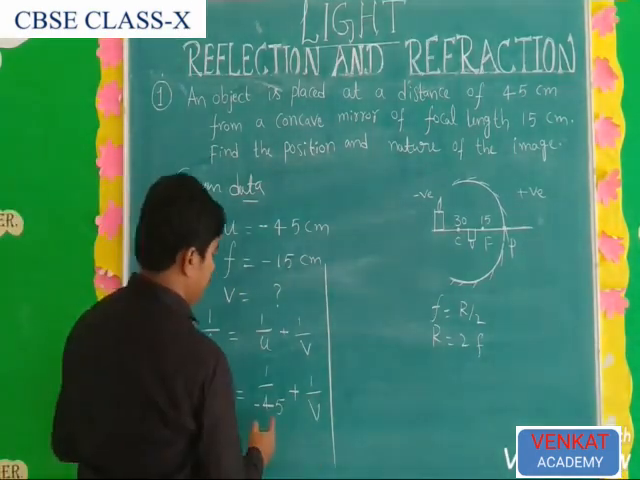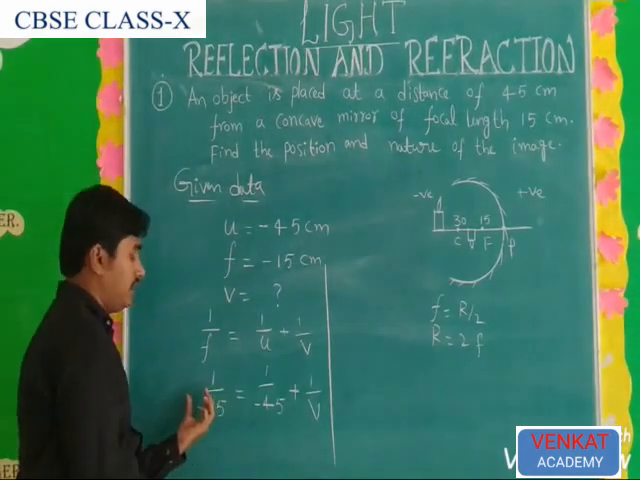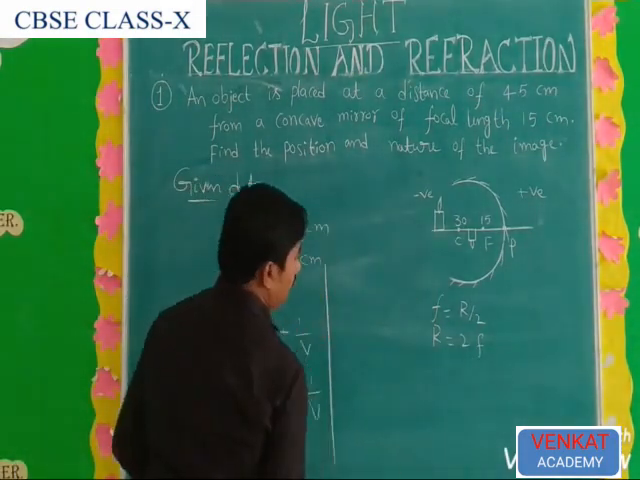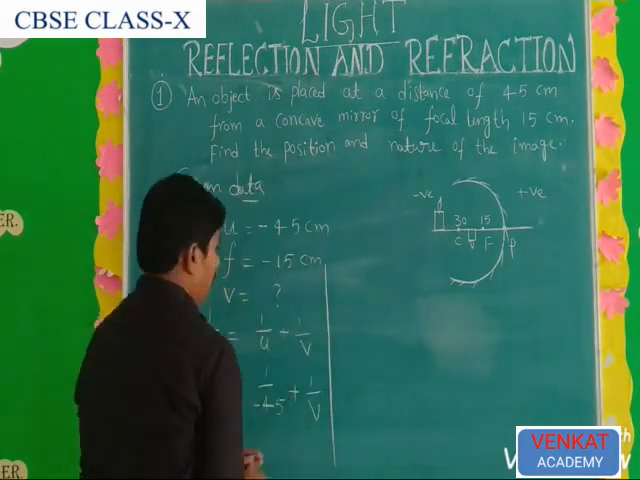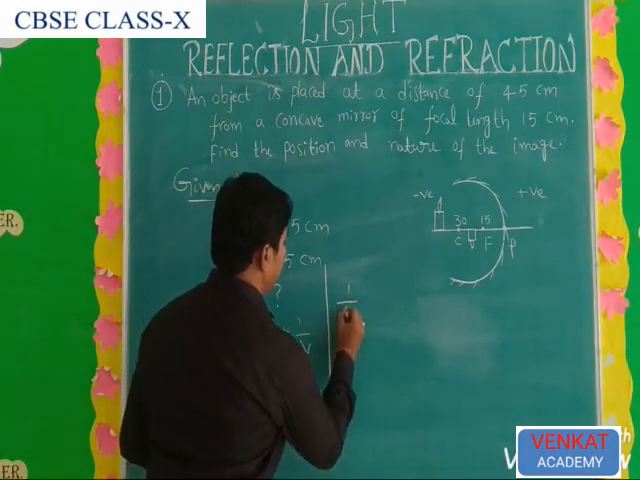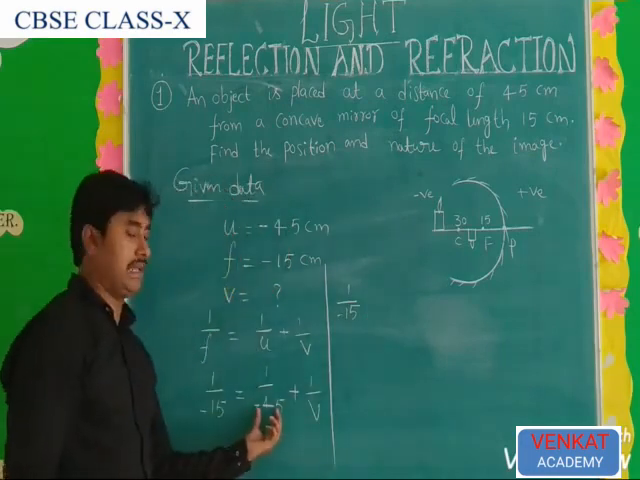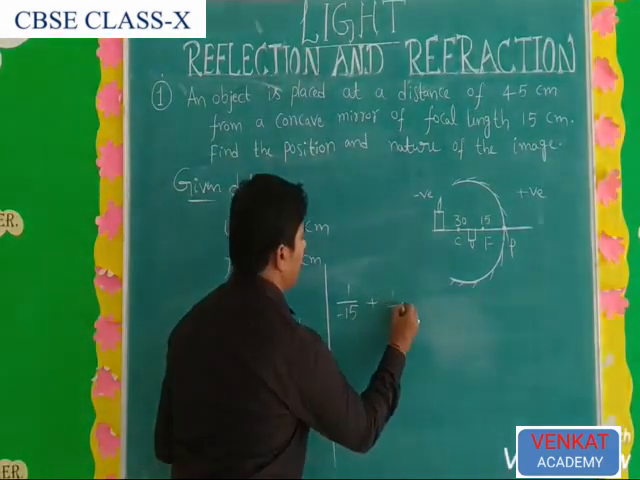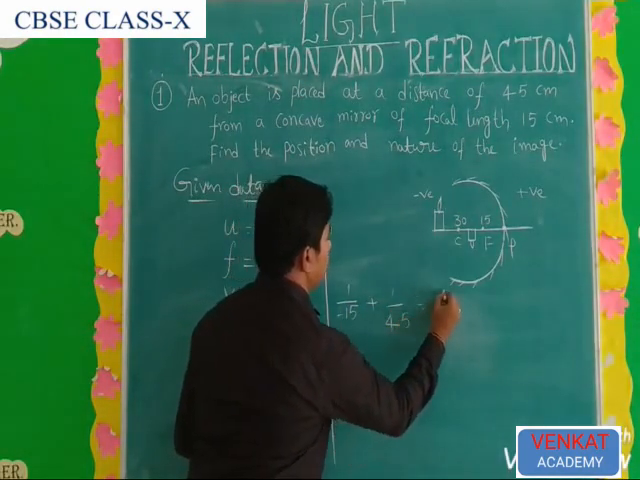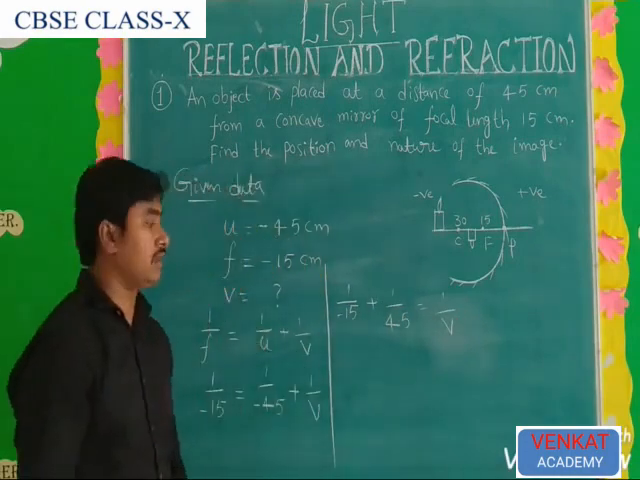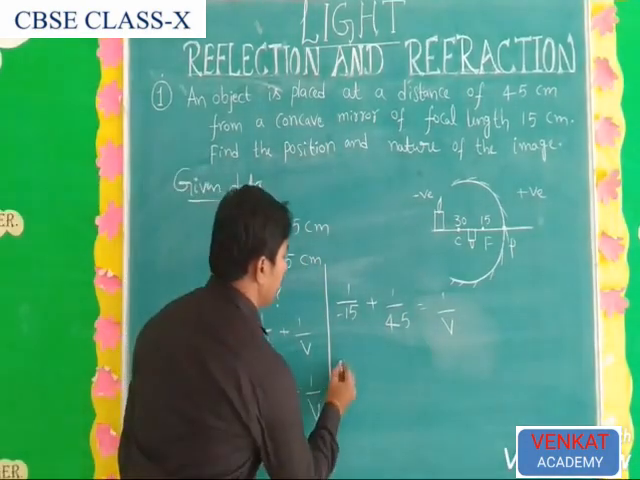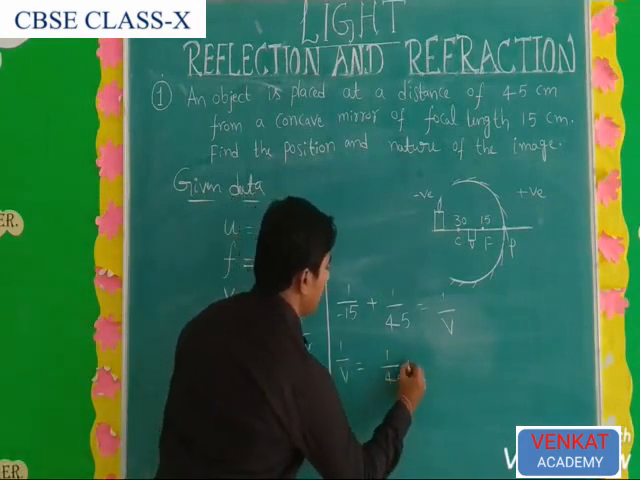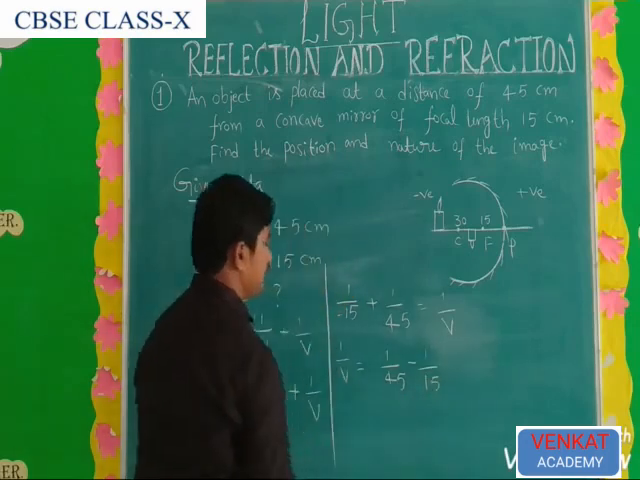Next, here this 1 by minus 45 is there. You have to send it to the left side of the equal sign. That's why 1 by minus 15. So here the minus is negative. You have to send it to the other side. Then automatically what happens? That is plus 1 by 45 is equal to 1 by v. Yes. Now we have to write like this. So 1 by v equal to 1 by 45 minus 1 by 15.